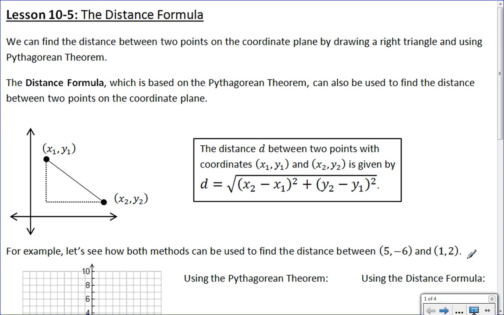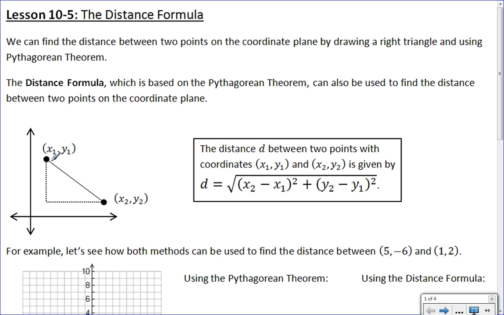Okay, this is lesson 10.5, the distance formula. We can find the distance between 2 points on the coordinate plane by drawing a right triangle and using the Pythagorean theorem. The distance formula, which is based on the Pythagorean theorem, can also be used to find the distance between 2 points on the coordinate plane. And this figure here goes with this information here to show you what the distance formula is.